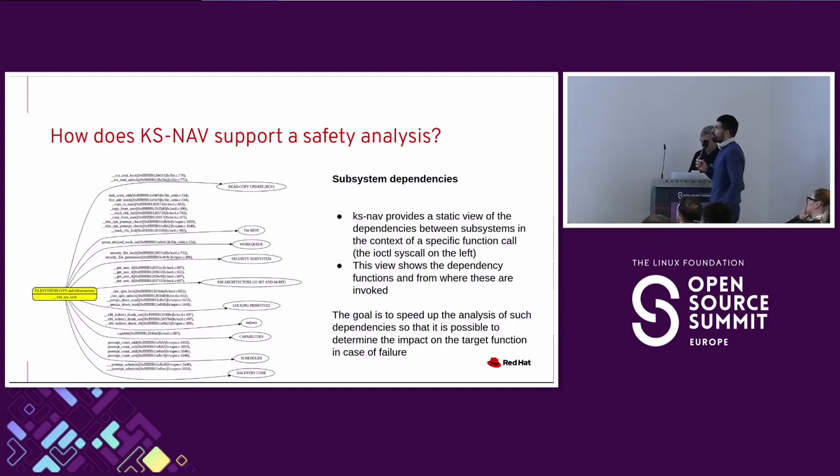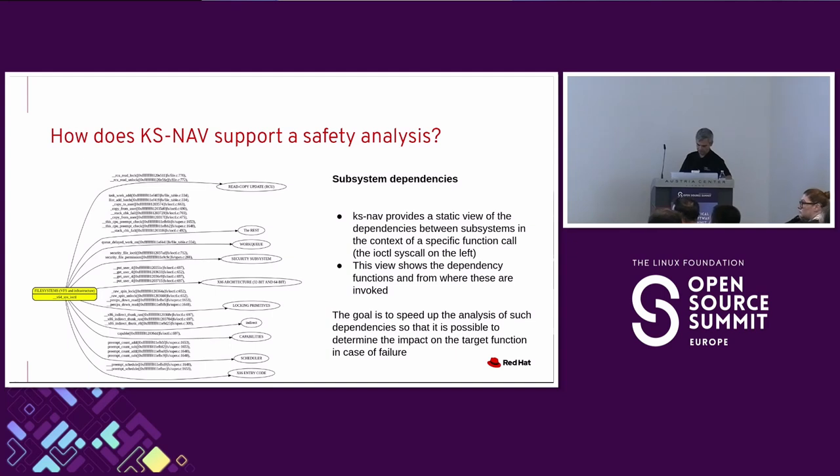So here we are showing an example of how it can support a safety analysis. You can see here we are analyzing the ioctl syscall, and as I said, KSNav is able to provide you a static view in the context of a specific API under analysis. So here the API under analysis is ioctl. It belongs to the file system, VFS, and infrastructure subsystem. And here you can see all the interactions with the other subsystems.